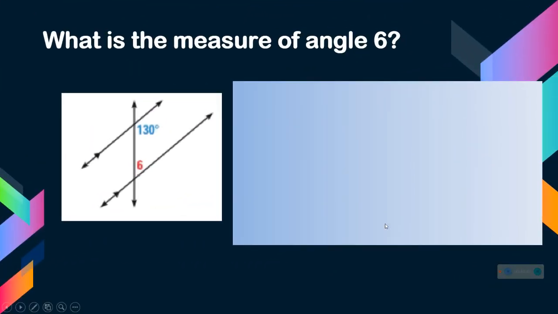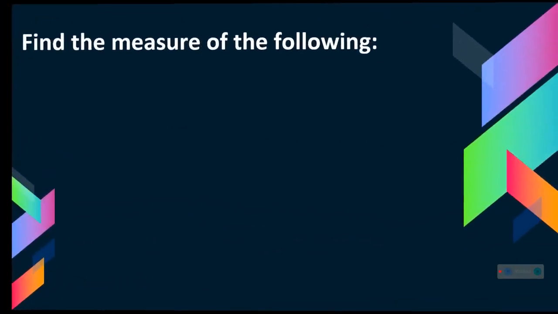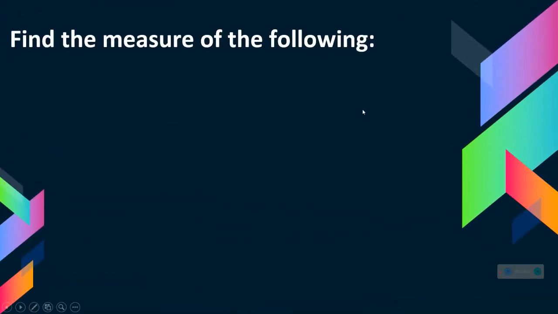Next, what is the measure of angle 6? So you are going to take note of their relationship. So the measure of angle 6 is correct, 50 degrees. Okay? Because they are examples of the same side interior angles. Take note that the same side interior angles are supplementary. Okay? So find the measure of the following.